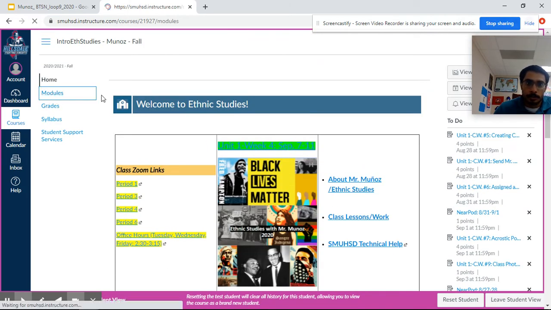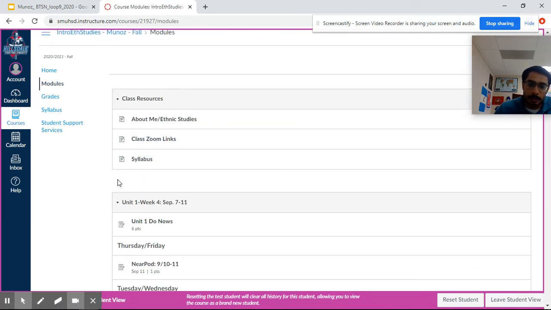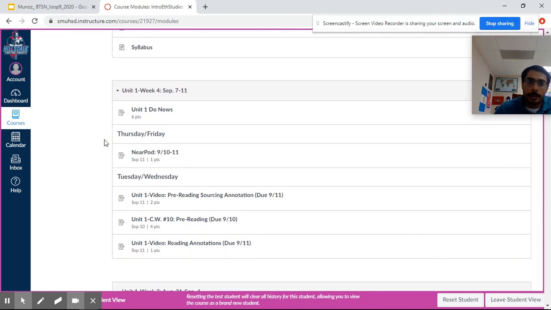Modules is where students have all of their assignments. Modules are set up by week. So for unit 1, which is what we're working on, it gives them the week number and then the dates for the week. Students usually have their do nows at the top, and we have one just about every day. And then it's broken down by day: Thursday, Friday, Tuesday, Wednesday, and then the assignments for those days are listed right below. So for Thursday, we had a Nearpod that they completed. Tuesday, Wednesday, the assignments are listed under here.